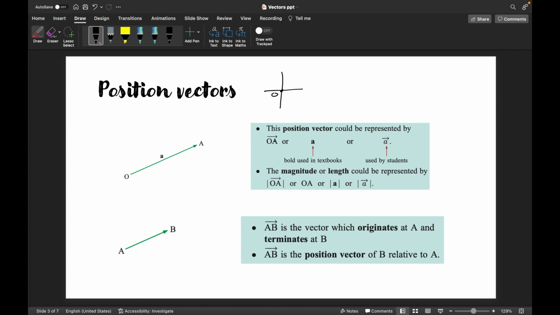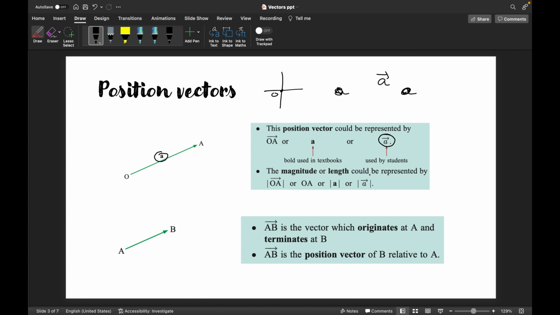We have to use this arrow on top to tell them that it's a vector. Or we could use a bolded A to represent a vector. But while you write on paper, it would be more convenient to write A with a dash or a tilde. Bold is often used in textbooks while printing, but it's going to be hard for you to draw a bolded letter, and so we use this. This would be OA and this is A.